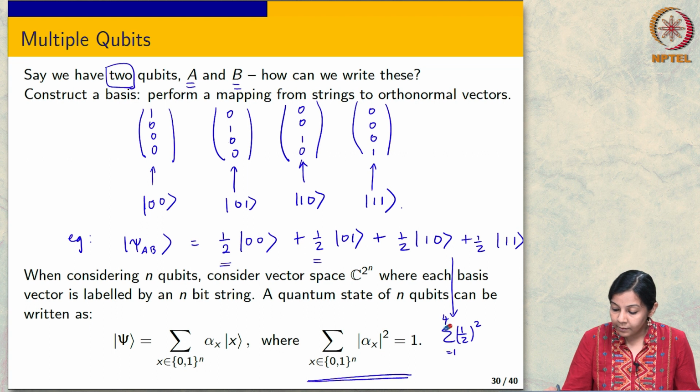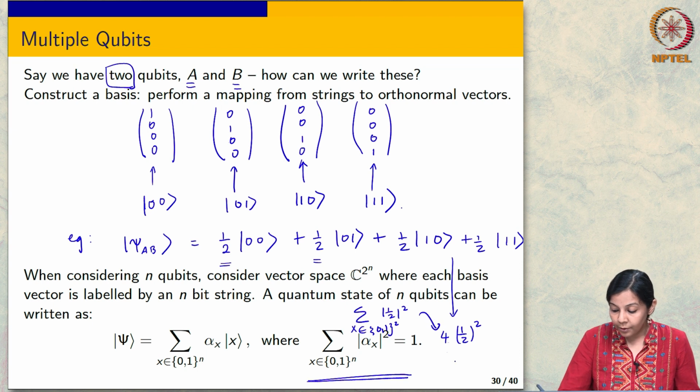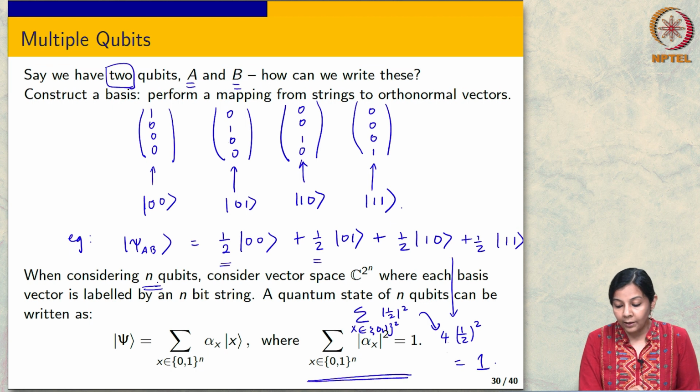Because I have half squared, maybe it's better to say 4 times half squared is what I have here. This sum over x in {0,1} squared is 4 times half squared, which is obviously 1. So this is valid. Okay, and you can generalize this to n qubits.